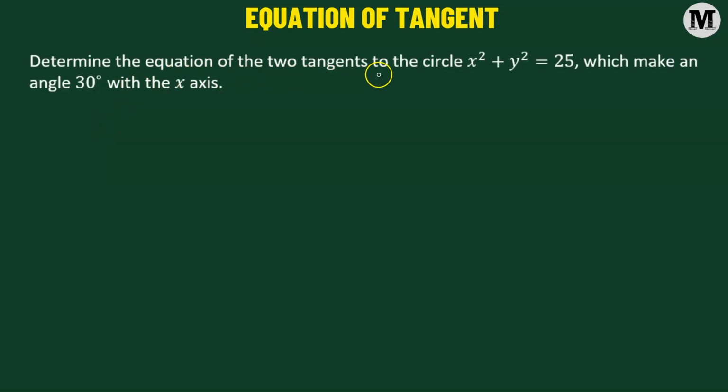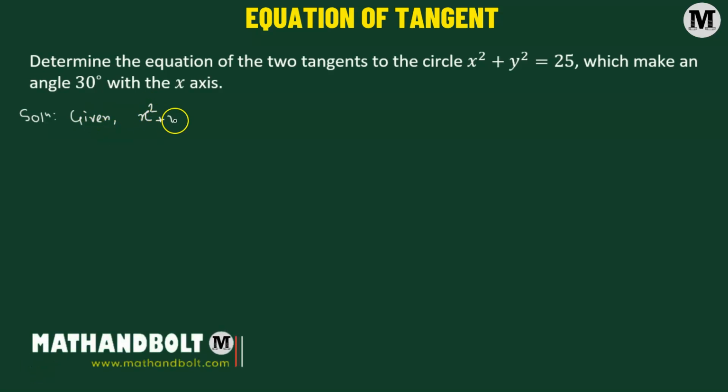Determine the equation of the two tangents to the circle x squared plus y squared equals 25, which make an angle of 30 degrees with the x-axis. Let us begin. So here we will start with the given equation of the circle. We have x squared plus y squared equals 25.